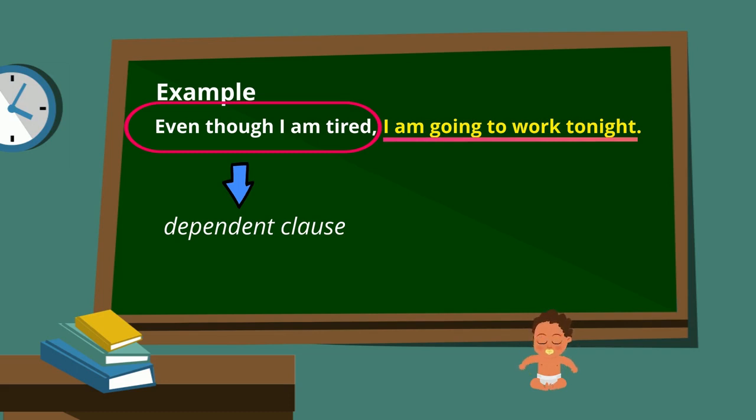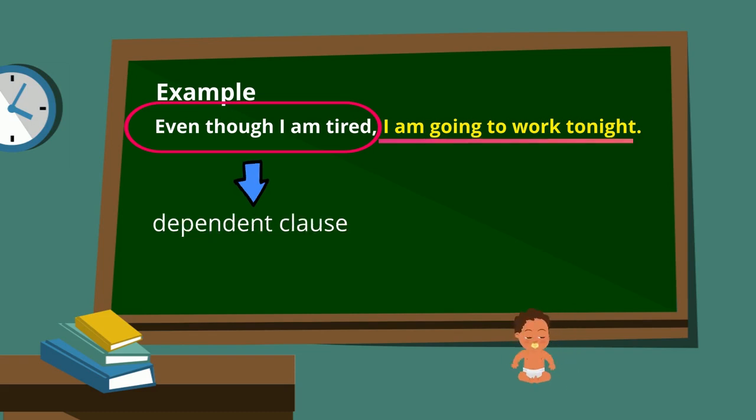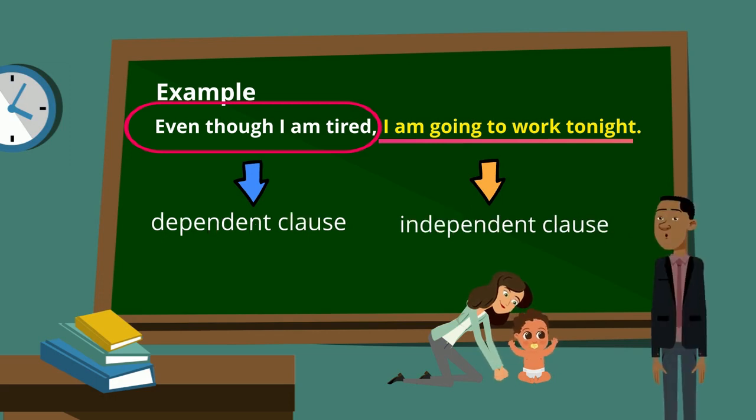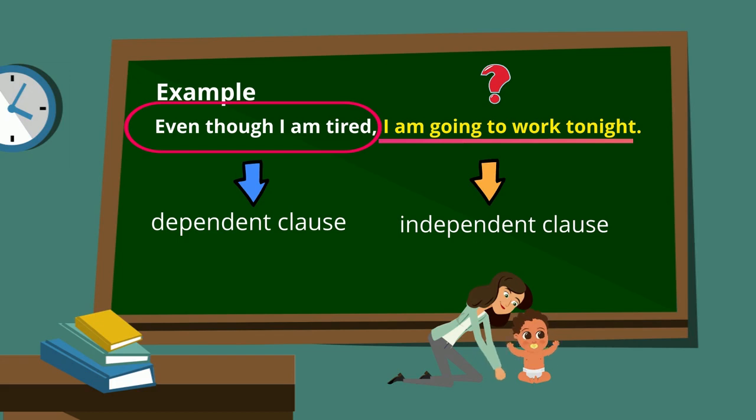Does it work on its own? Exactly. The underlined portion of the sentence can operate as a sentence on its own. It is therefore an independent clause. Look at it closely again and read it silently. Can it operate as a sentence on its own? Yes, it can. So it is an independent clause.